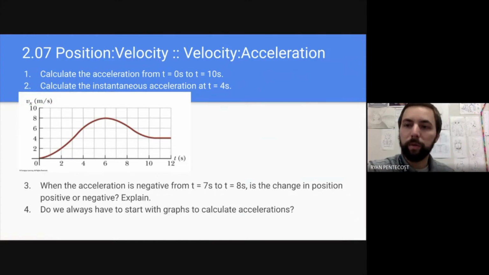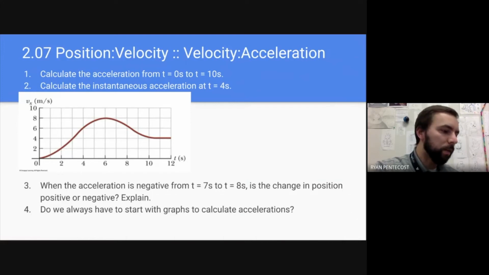We'll be using subscripts a lot. Now, calculate the acceleration from t equals 0 to t equals 10 seconds. How would we do that? Well, if it is the acceleration from one time to the other, that would be average acceleration, right? Just like how we talked in the last slide, average velocity is the velocity from one time to the other. So let's look at how we can find acceleration from a velocity graph.